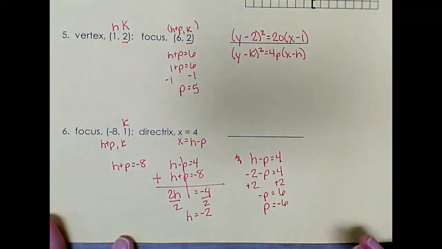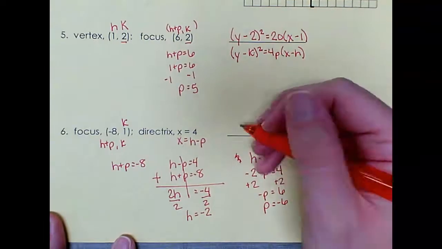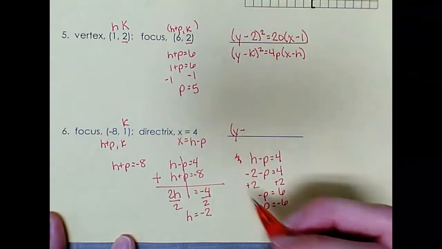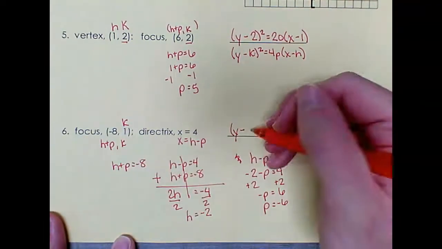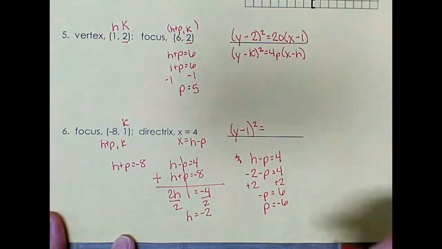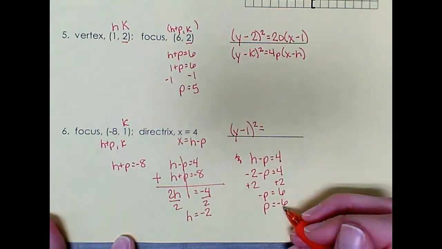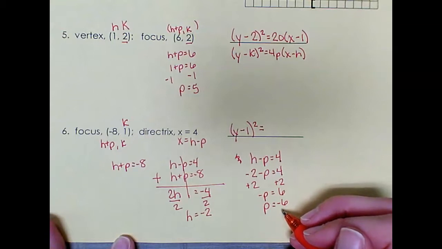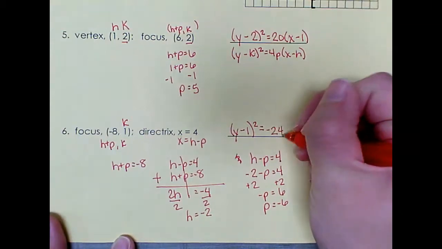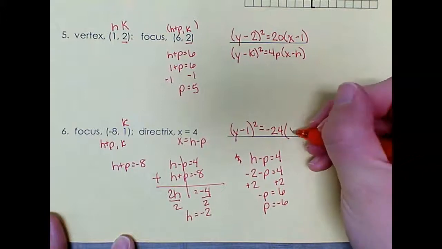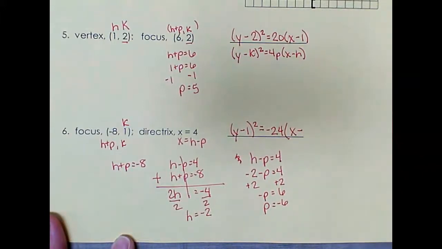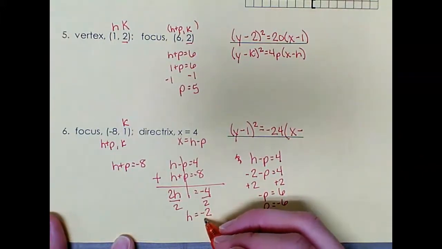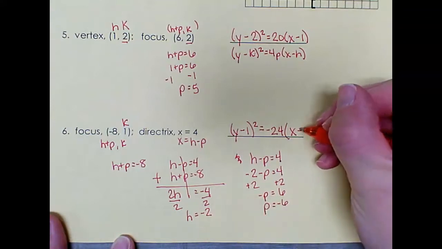So when I put my pieces in the same format here, I have y minus k, well k was 1, squared, equals 4 times p, well p is negative 6, so 4 times negative 6 is negative 24, and then x minus h. And we found out that our h value was negative 2. So when you subtract negative 2, you really get plus 2.